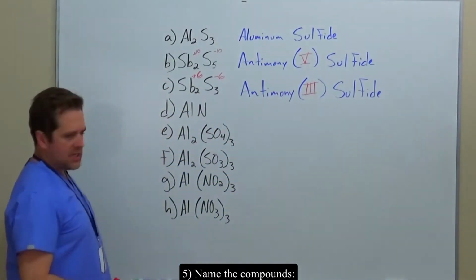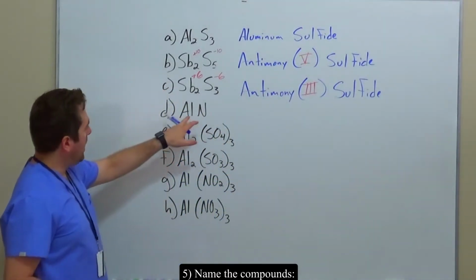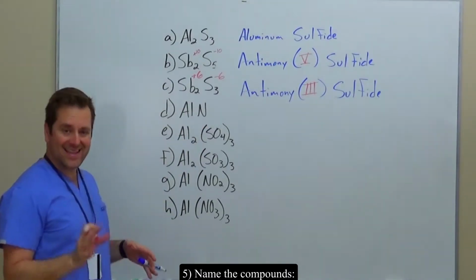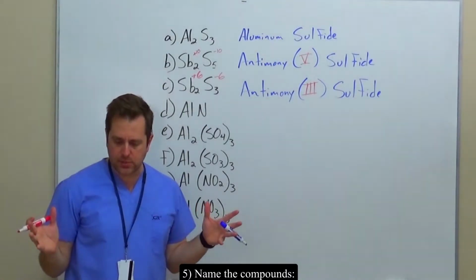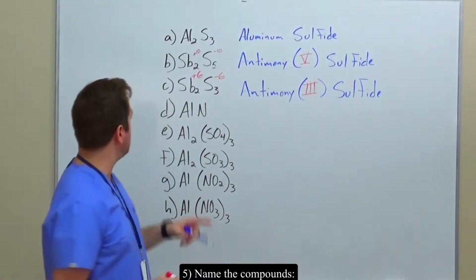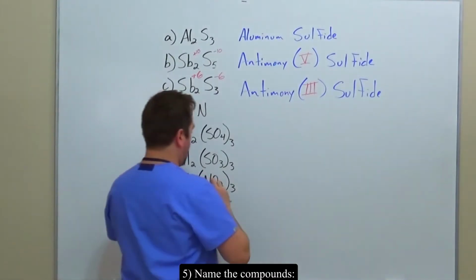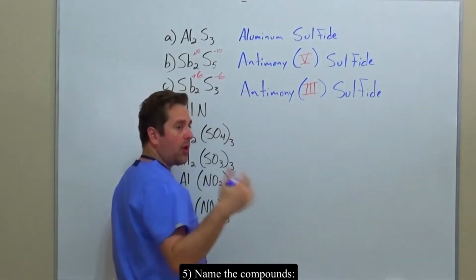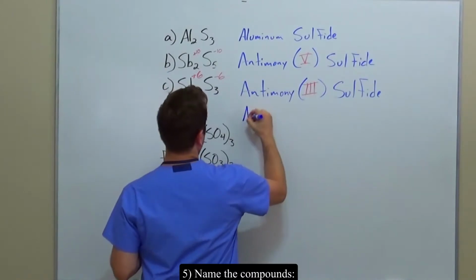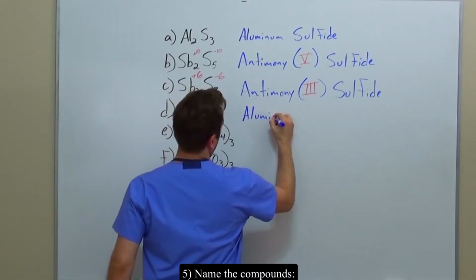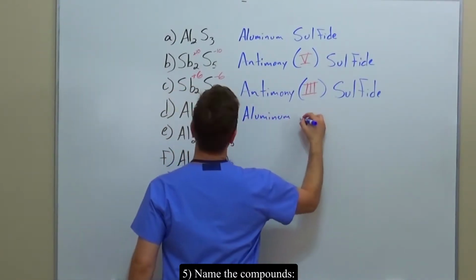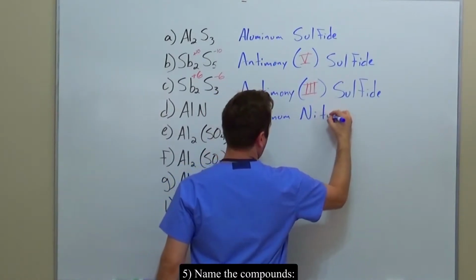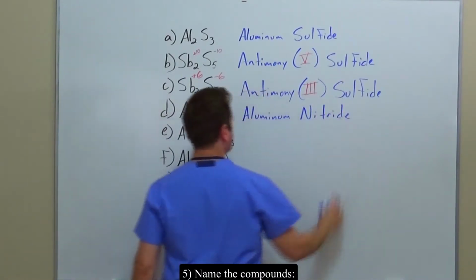All right, what about letter D? We have aluminum and we have a nitrogen. Again, it's not a polyatomic ion in this particular situation, so we can just name it as a normal ionic compound. We have aluminum, and then we can just say nitride, -ide suffix.